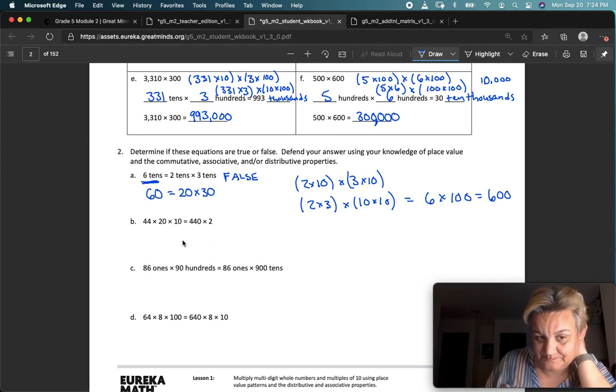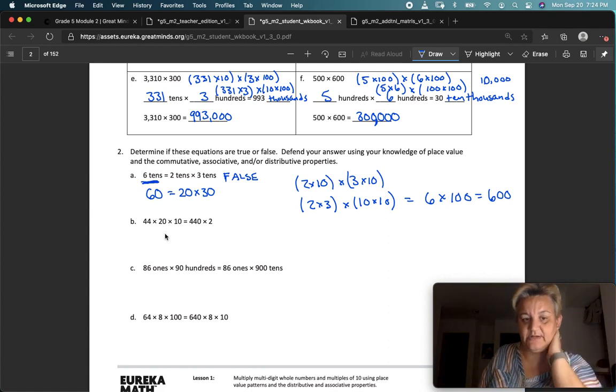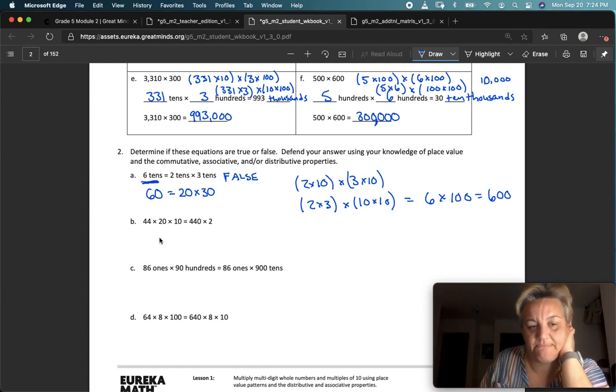Next one. 44 times 20 times 10 equals 440 times 2. Okay, let's see if we can get there. This would be 880, right? 2 times 44 is 88, and then a 0 is 880. So what would we have on this side?